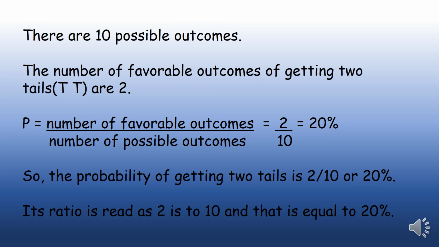So we have the probability is equal to the number of favorable outcomes over the number of possible outcomes. That is equal to 2 over 10, and that is equal to 20%. So the probability of getting 2 tails is 2 is to 10, or 20%. Its ratio is read as 2 is to 10, and that is equal to 20%.